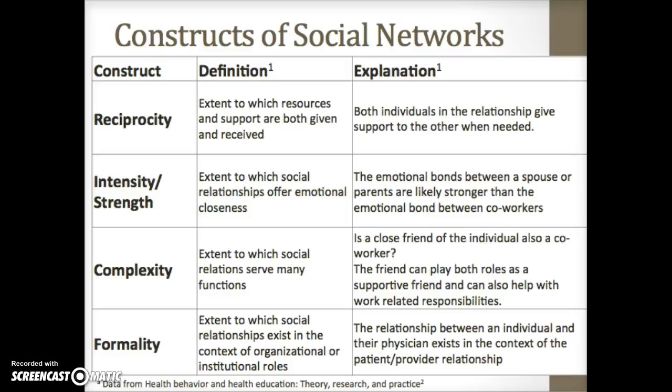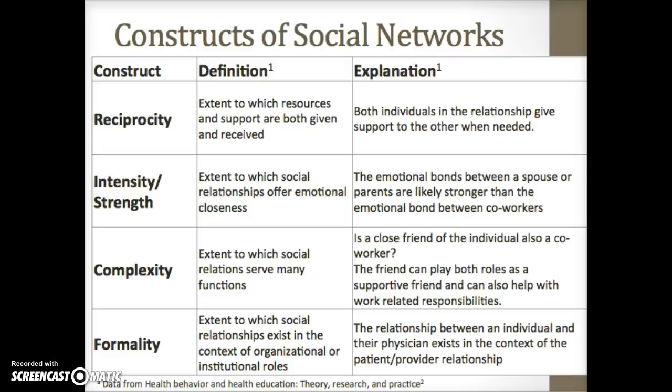Another construct is complexity, which is the extent to which a single social relationship may serve many functions. A close friend of an individual may also be a coworker. The friend can play both roles as a supportive friend and help with work-related responsibilities.